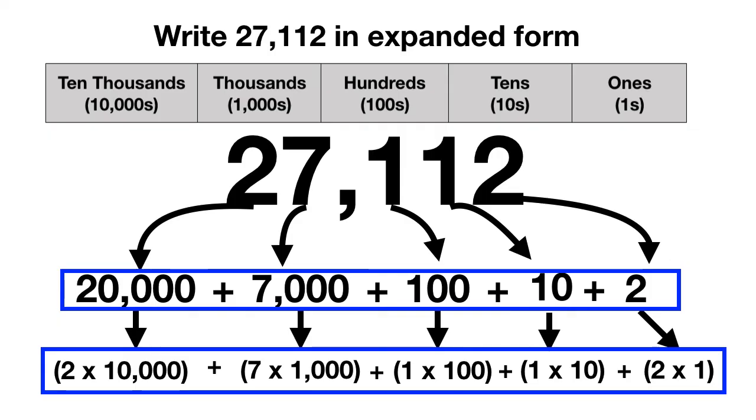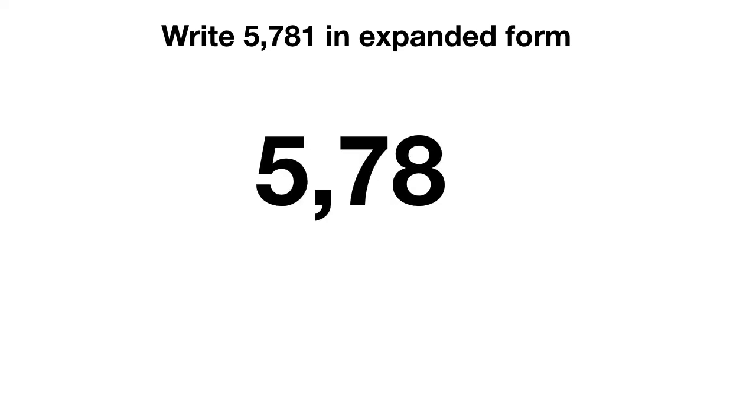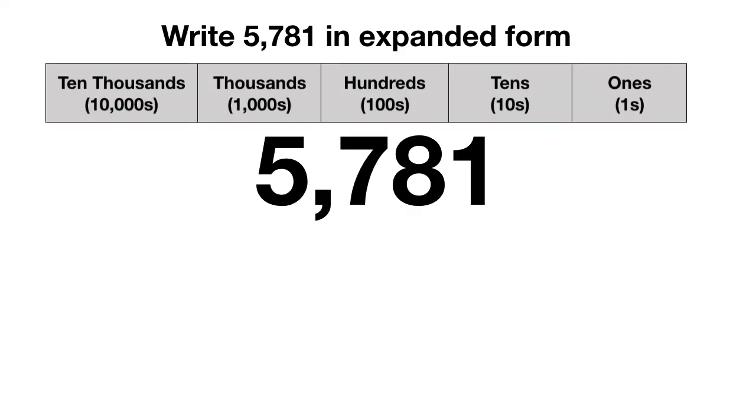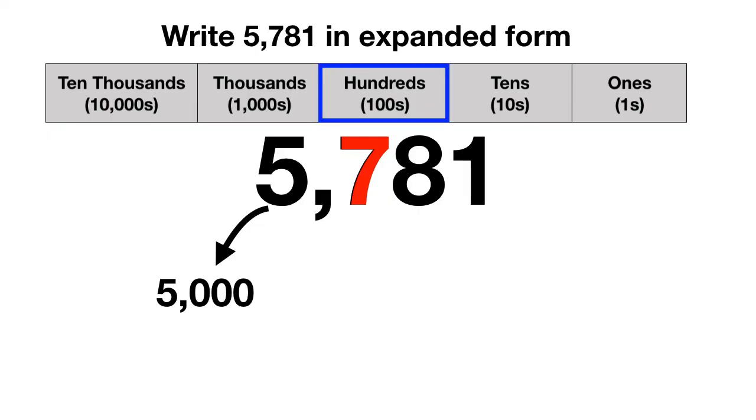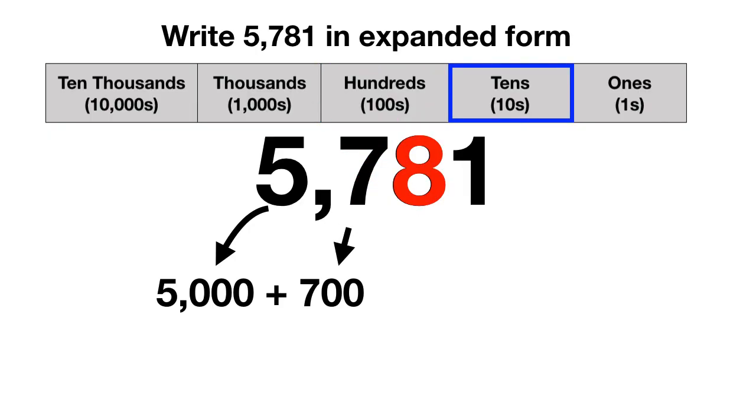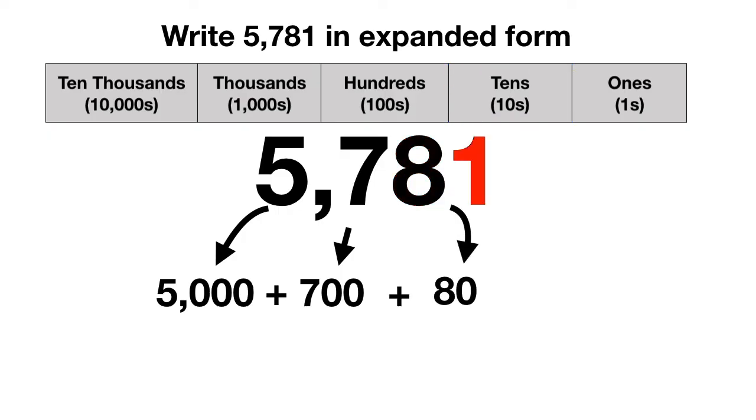Now here's your last problem for this video. How can you write 5,781 in expanded form? Well, with your number and your place value chart, you have to find that the 5 is in the thousands place, not the 10,000s. So 5 thousands has a value of 5,000. 7 hundreds has a value of 700. 8 tens has a value of 80. And 1 one has a value of 1.